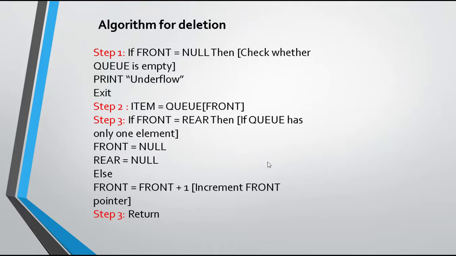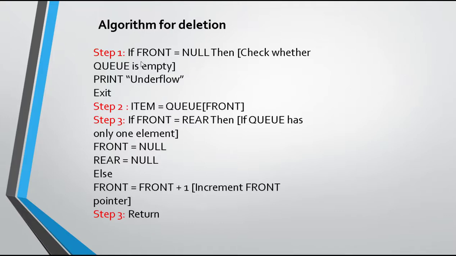If some more elements are there in the queue, this condition becomes false, because the rear and the front values will be different. In that case, front is equal to front plus 1. It will increment the front pointer and then it will return back to the main program.